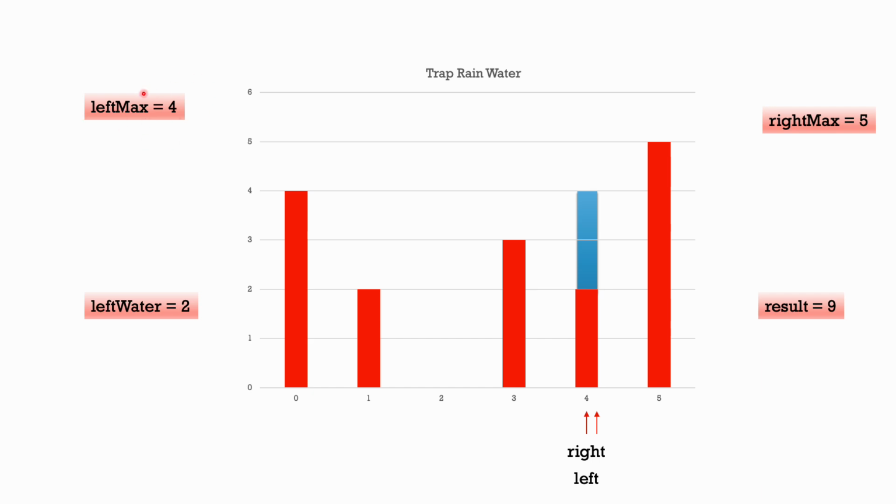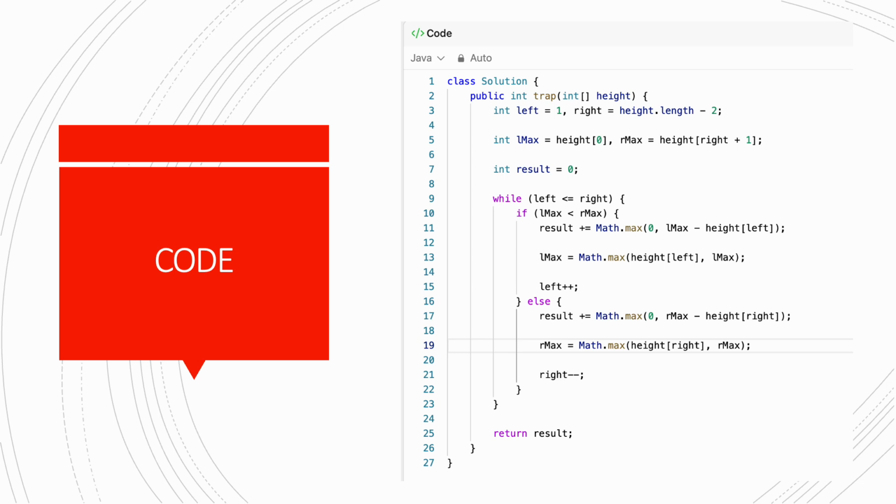So now we'll do 4 minus height at index 4, which is 2. So we get 2. That's our left water. So we can store 2 units of water at index 4, and we add that to the result. Now since we processed it for left, we are going to again increment the left pointer. But now since my left is greater than right, we will stop the loop and return the result.